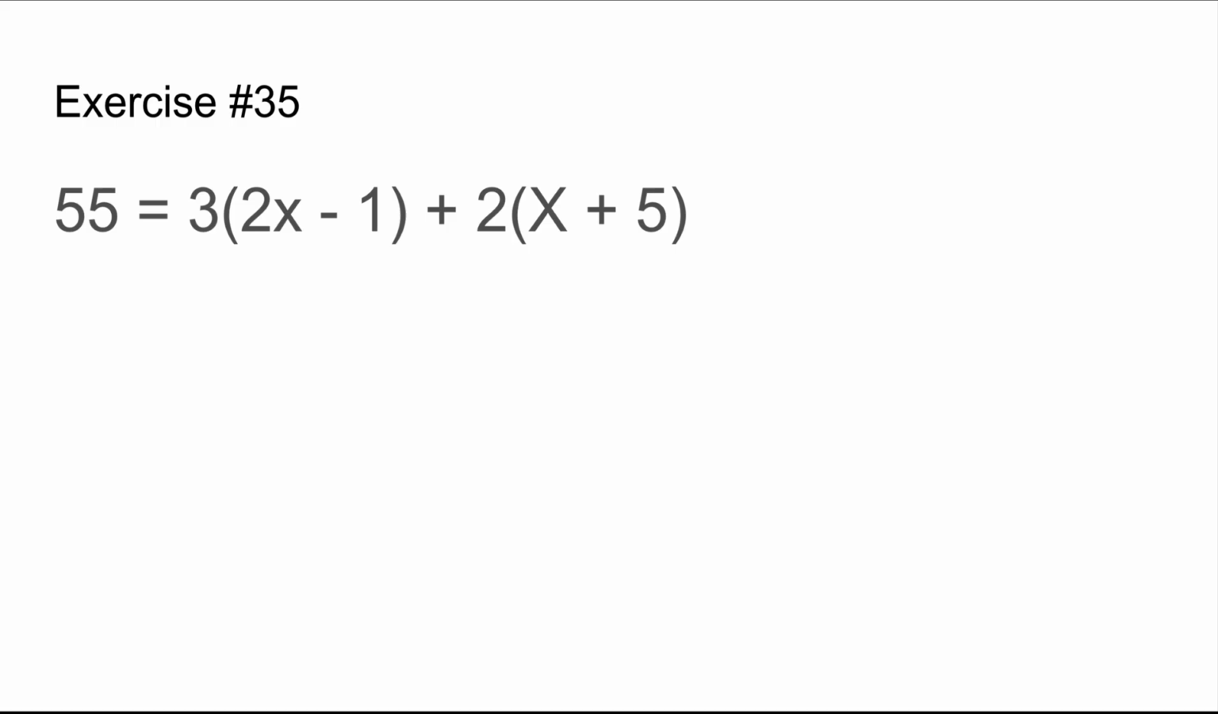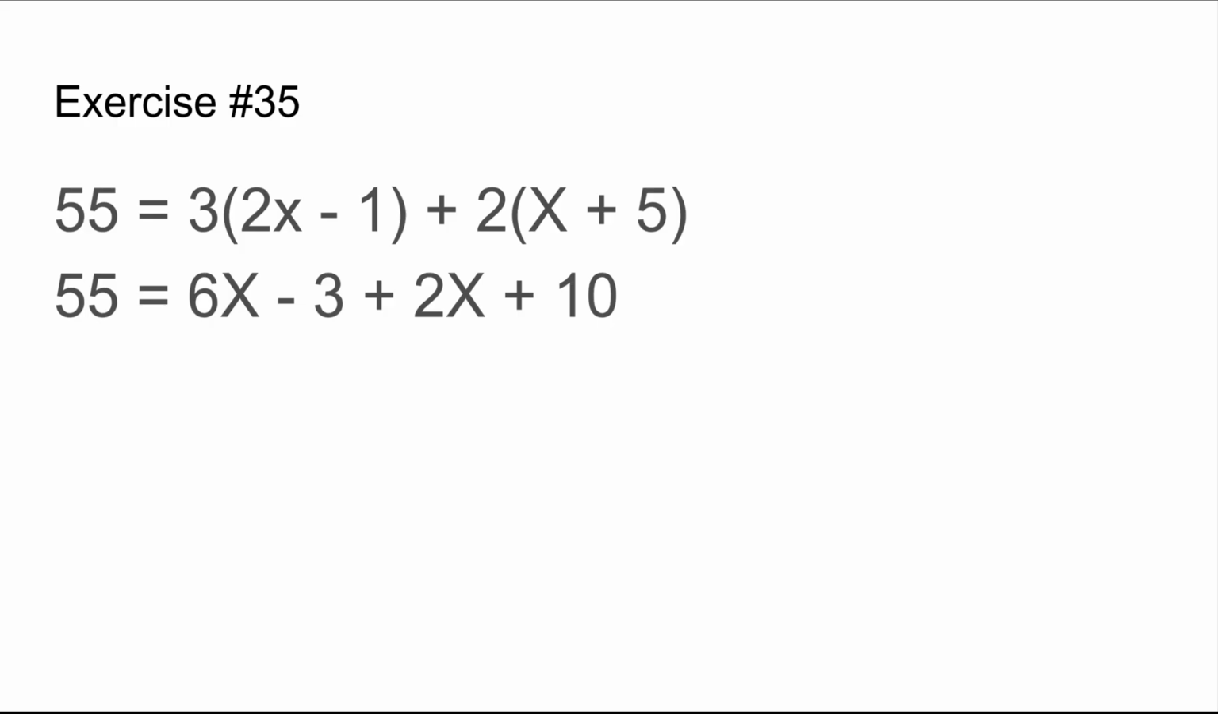Same thing, 2 distributing, then we have to add our like terms, then we solve for x. 2 times 3, so let me say that backwards. Let me say 3 times 2x the way I should have. And then 3 times negative 1. Then we're going to say 2 times x, 2 times 5.